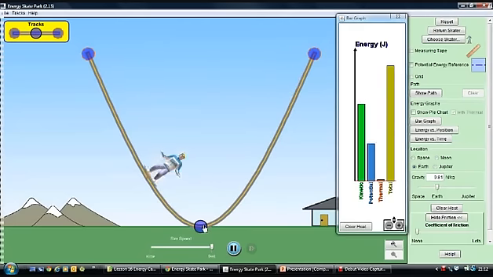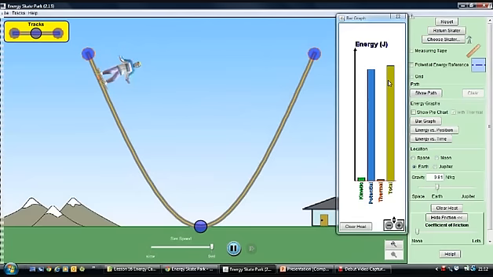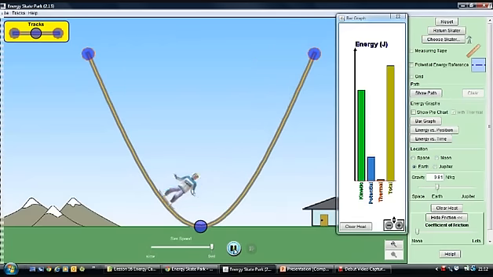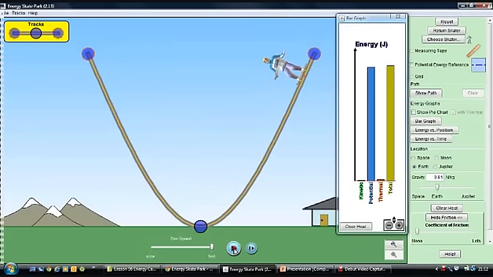to being all kinetic energy at the bottom, back into potential, kinetic, potential, and so on and so on. But the total energy of the system remains the same. Okay, it's just a conversion between those two forms of energy. Okay, so hopefully you can see that that's not very realistic.